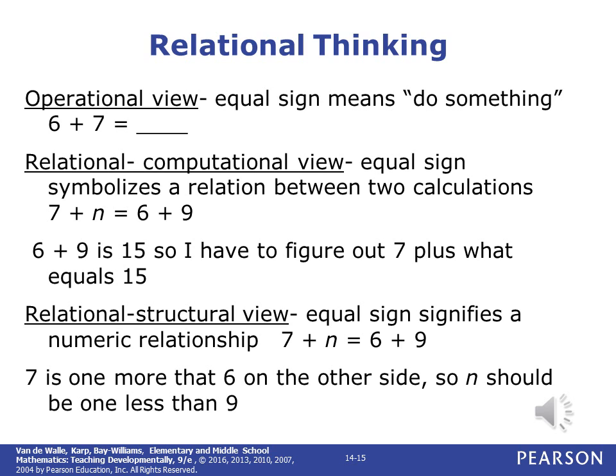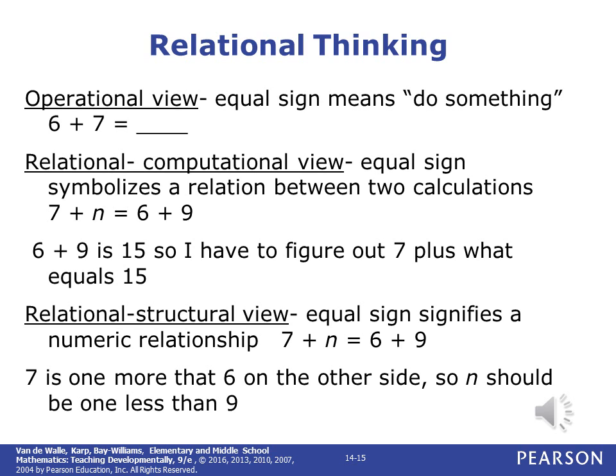The next phase, as they're learning more and becoming more accustomed to equations, is the relational computational view. In this view, the equal sign symbolizes a relationship between two calculations, so they see the need to calculate. So when they're given the equation 7 + n = 6 + 9, they automatically calculate what 6 + 9 is and see that they're trying to produce a number to equal 15 when added to 7, and so they'll come up with 8.